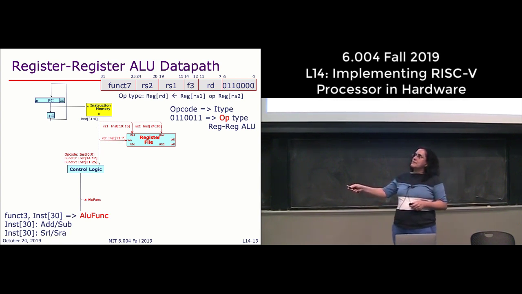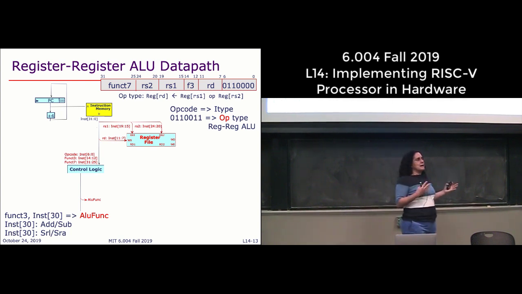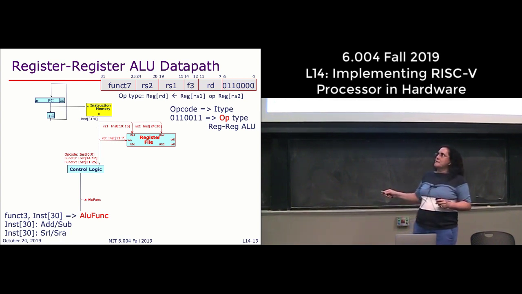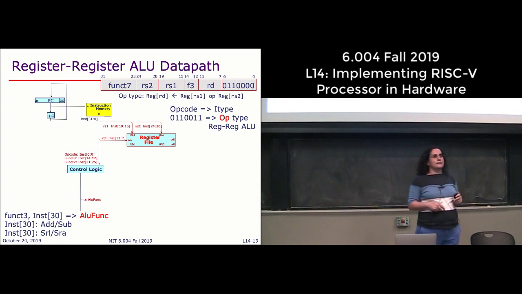This is F3, which stands for function 3, which is just because it's 3 bits wide, and function 7 is 7 bits wide, and together those are going to tell me exactly what function I'm going to execute. In reality, the F3 by itself is going to tell me almost everything that I need, but sometimes we use bit 30 to get some additional information.